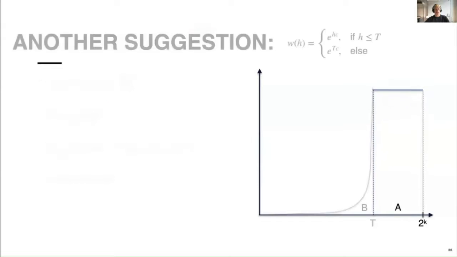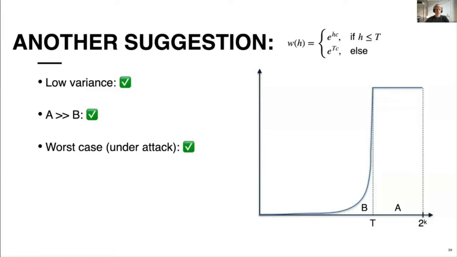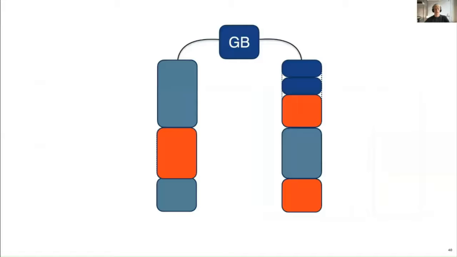Another suggestion could look like this, which we call the capped exponential function. Again, this is a function which has a fixed threshold, and from there on we cap it to achieve the low variance property. But until then, we let it rise exponentially. So again, low variance, and the area A is way larger than the area B. This means that in the worst case under attack, this is actually secure. But in the best case, when we are not under attack, this has an additional property. It is super fast. Let me try to illustrate why this choice of weight function provides a speed up when there are no adversaries.